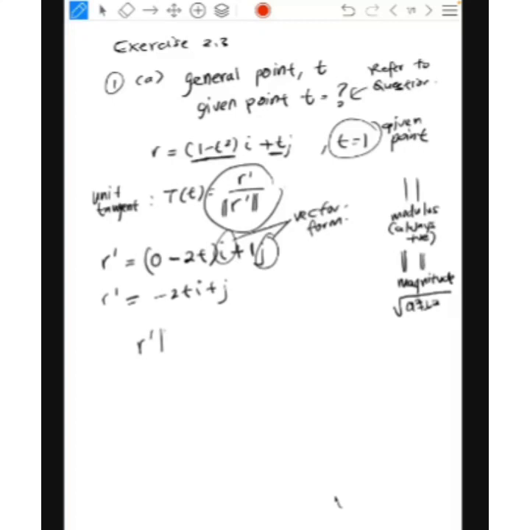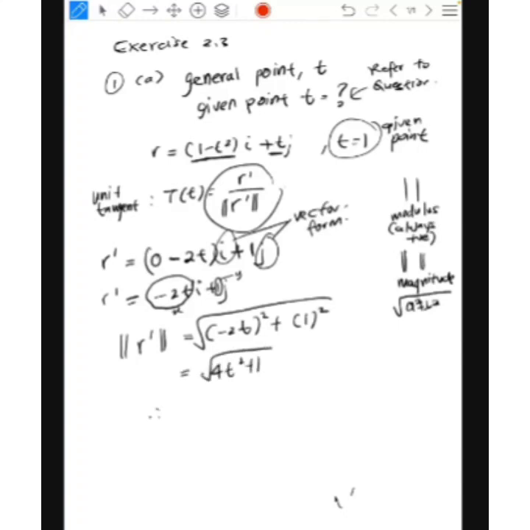And then you find the magnitude of r prime, which is the square root of negative 2t squared plus 1 squared. The term of x is this, and the term of y is actually 1. Square them, and then square root, which gives the square root of 4t squared plus 1. Then you can find the answer, which is T equals negative 2ti plus j over the square root of 4t squared plus 1. So this is at a general point, meaning still in terms of t.